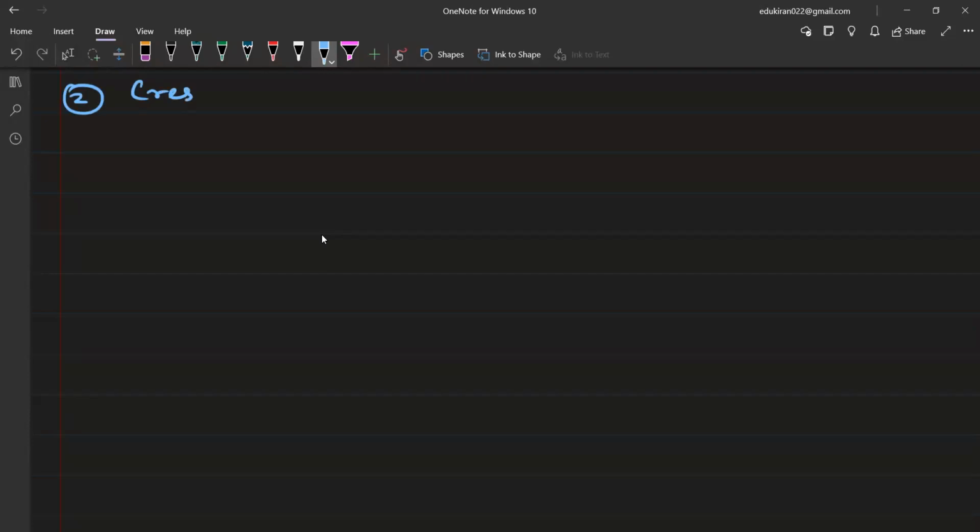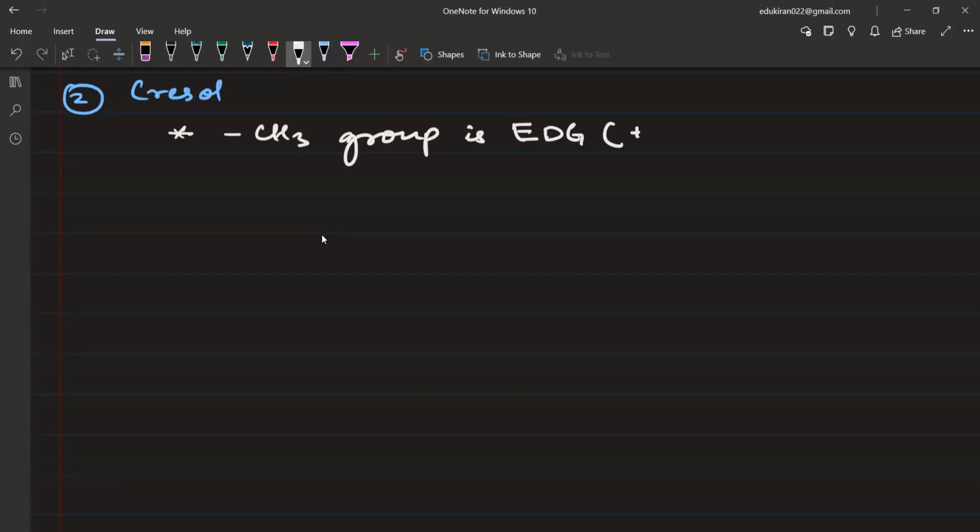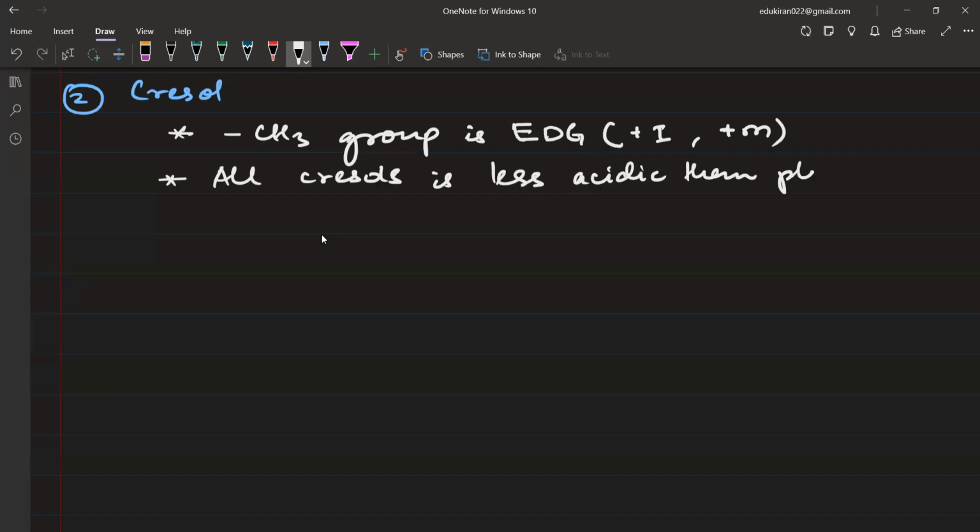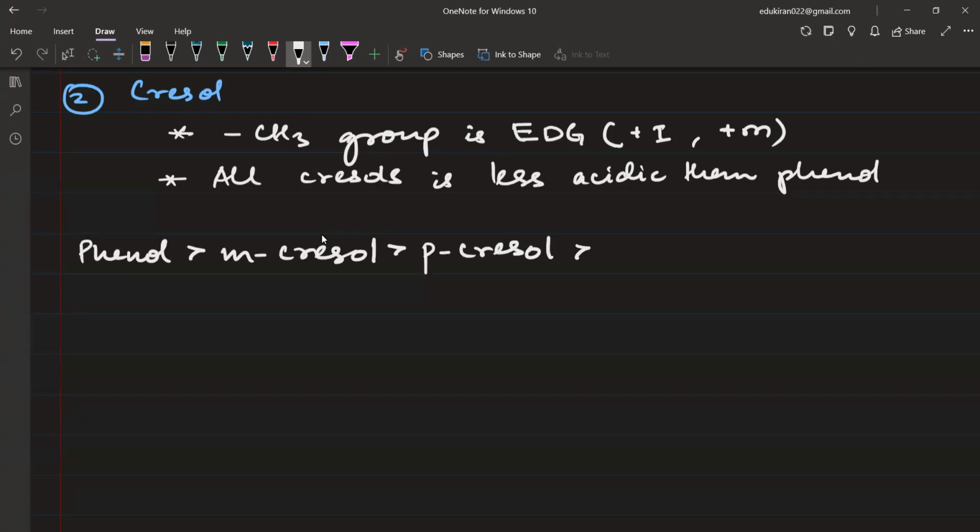Right, next, cresol. Do you remember cresol? What is cresol? It has a CH3 group. Please write: CH3 group is an electron donating group. It has both plus I and plus M. That means all cresols, whether ortho, meta or para, are less acidic than phenol. In this you are going to write phenol. After that, between plus I and plus M, plus I will be more acidic because it is going to donate fewer electrons. So here what will you have? Meta cresol, most acidic in cresols. After that we have P cresol, and then we have O cresol.